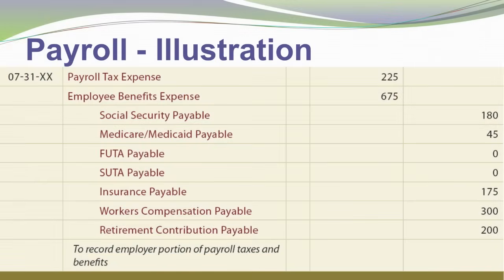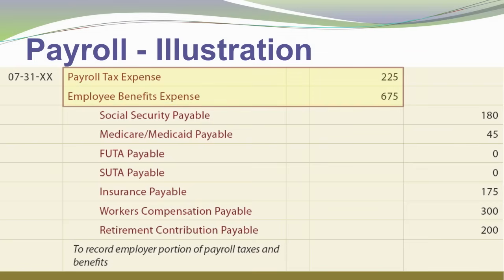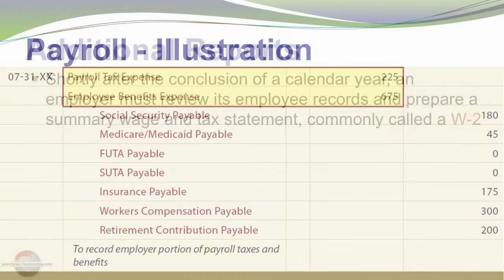Here's a journal entry now, not for the gross pay, but for the additional costs related to the payroll tax. So I've got payroll tax expense and other employee benefits expenses being debited. If we look at the credits, we're crediting Social Security payable, Medicare payable, and in this case I'm assuming that the federal and state unemployment tax bases have already been exceeded. We've got our insurance payable, workers' compensation payable, retirement payables. All of these amounts would in turn be remitted to the appropriate body.